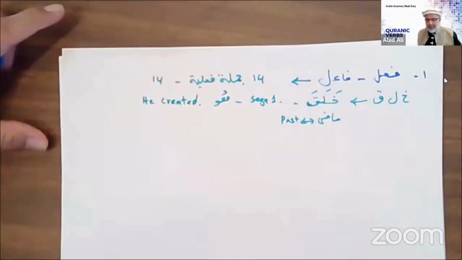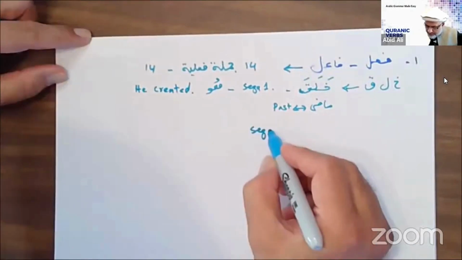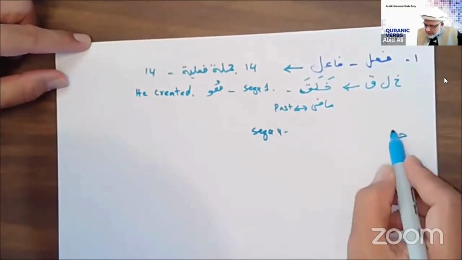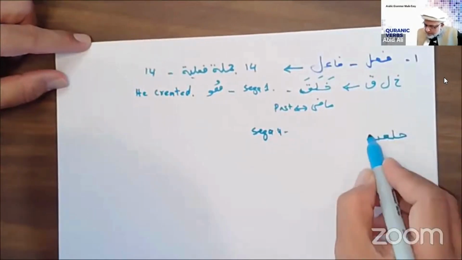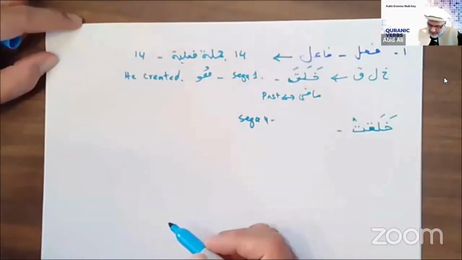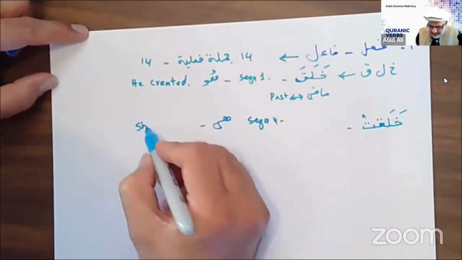Agree? Okay. If I want to take it to sigha number 4, then we know that it will be khalaqat. Right? So then that means we have hiya, and she created.